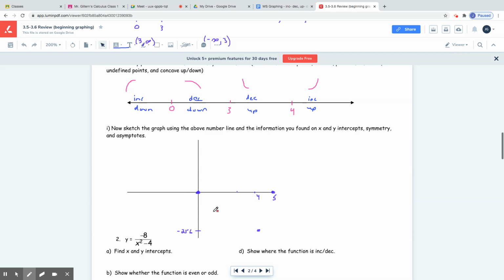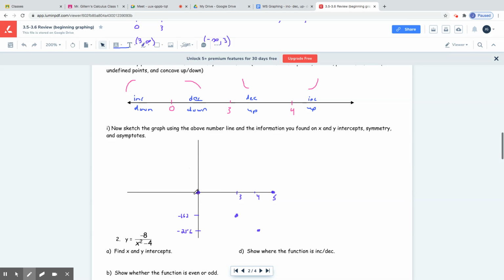Then we had (3, -162). Well, that's bigger than negative 256, so it goes up higher. And I label that 3. And there we go, so there are our points. I don't think that was a point of inflection. That was a relative min. This (0, 0) is also a relative max, which we already have. So those are our points. Then we just play dot to dot. We just connect it.